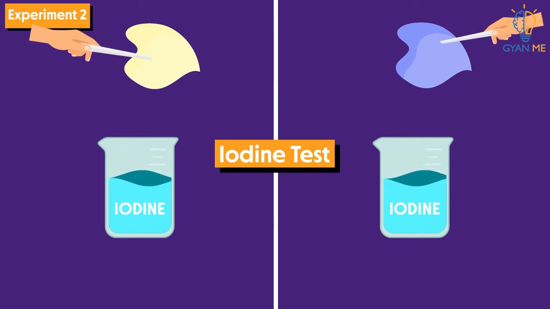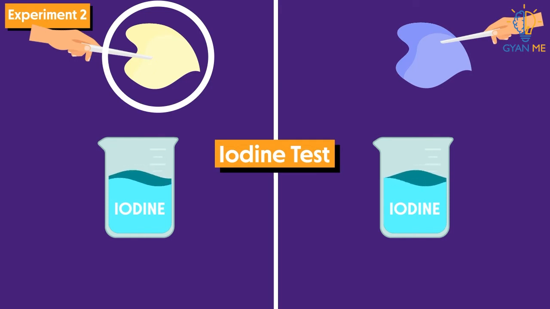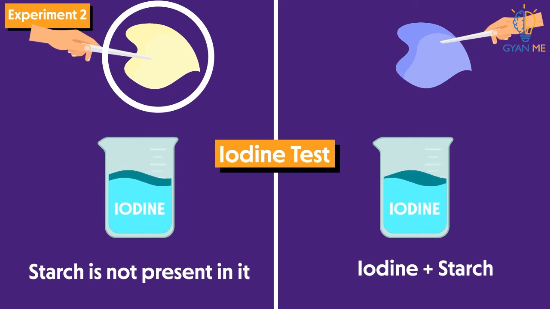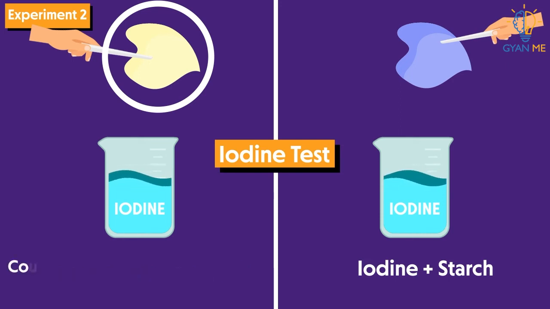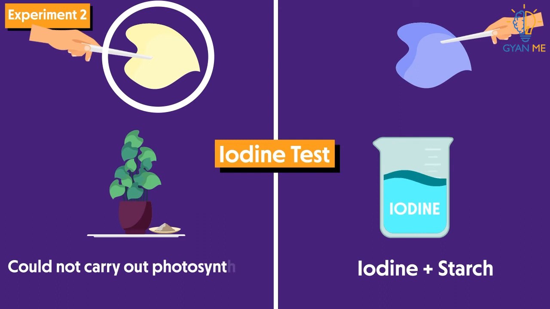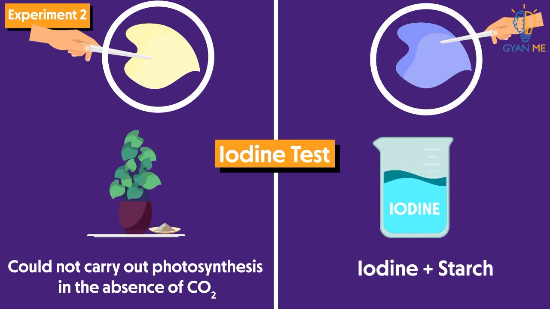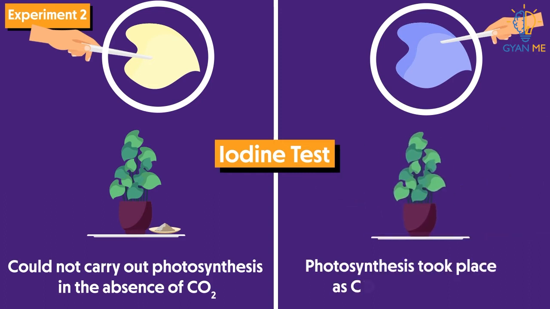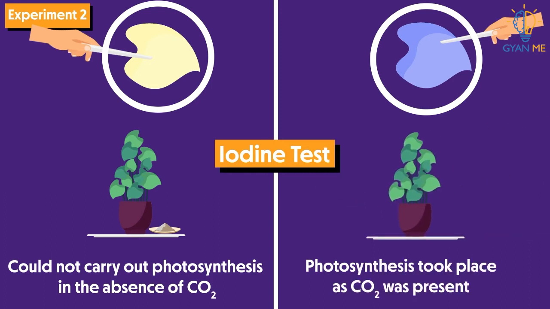Do both the leaves show the presence of starch? Students, we find that leaf A remains unchanged in iodine. Thus, starch is not present in it. This means that plant in jar A could not carry out photosynthesis in the absence of carbon dioxide, while leaf B gives blue color with iodine, which shows the presence of starch and which means that photosynthesis took place as carbon dioxide was present in jar B.